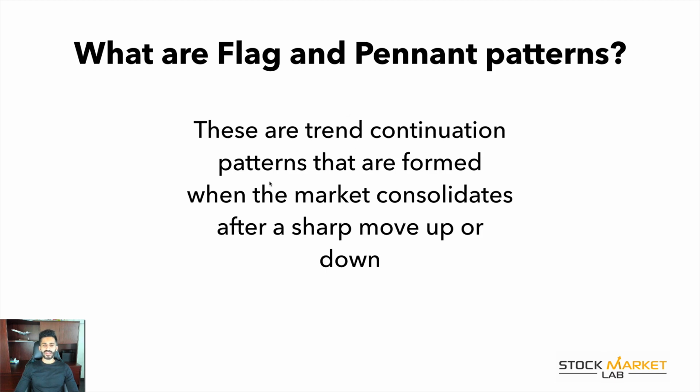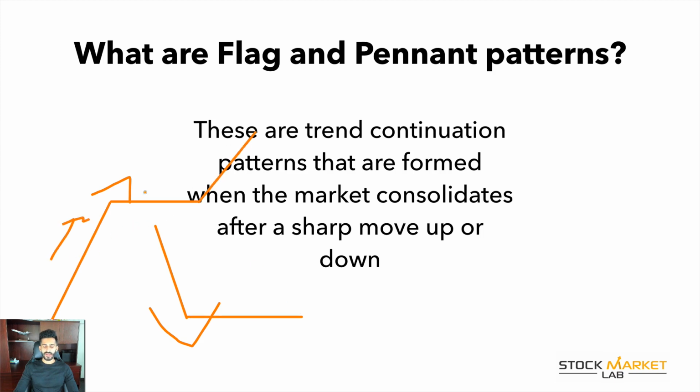These are trend continuation patterns that are formed when the market consolidates after a sharp move up or down. So whenever a stock makes a sharp move up or sharp move down, these two patterns kick in, which are continuation patterns that make the stock take a break before it continues that trend, right?